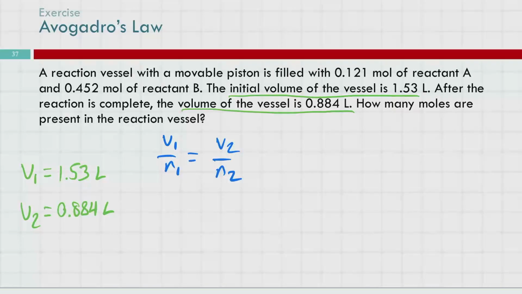0.884 liters. And what are we asked to find? Moles. It says how many, and then moles. How many moles are present in the reaction vessel? This is at the end. So we don't have N2. And we were also given some numbers of moles at the start. Moles of A and moles of B. Which of those are we going to use as our N1? How many moles do we have to start?